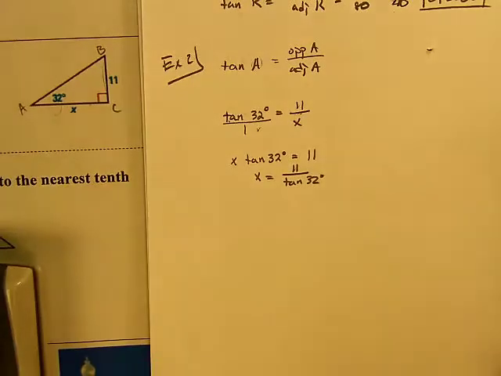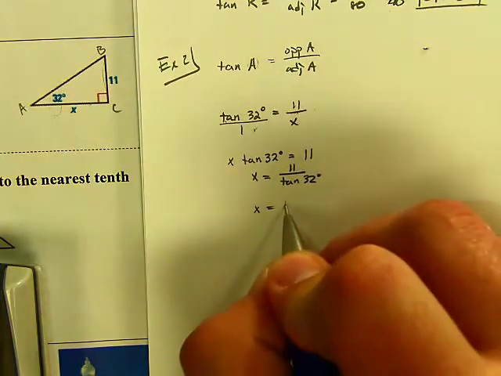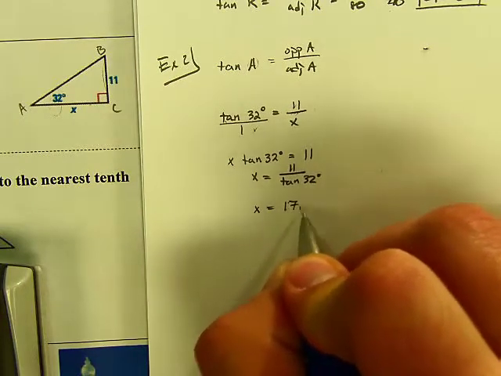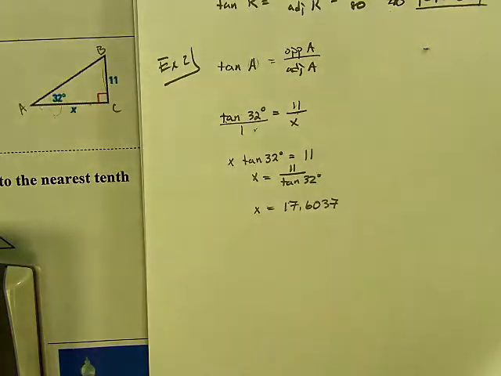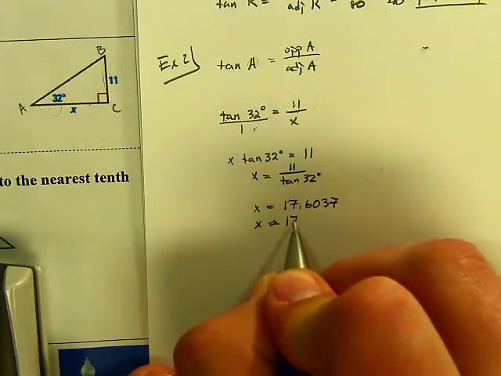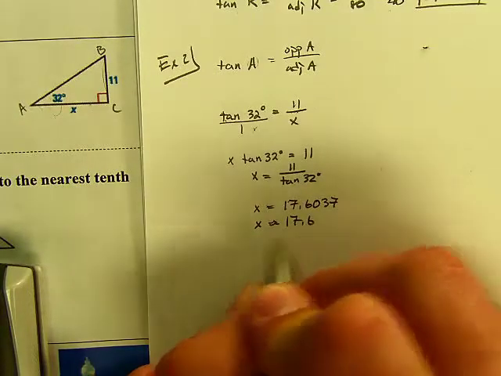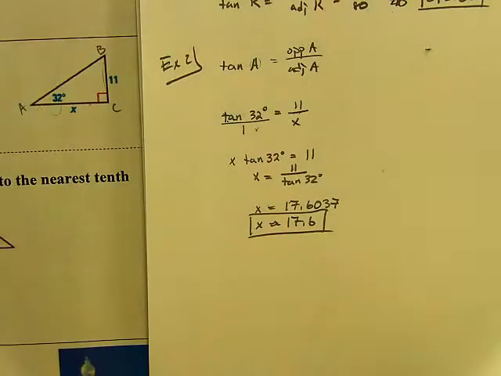So you can type in tangent in your calculator either way. So you get x equals 17.603, which just means x is approximately 17.6. Using that for my example.